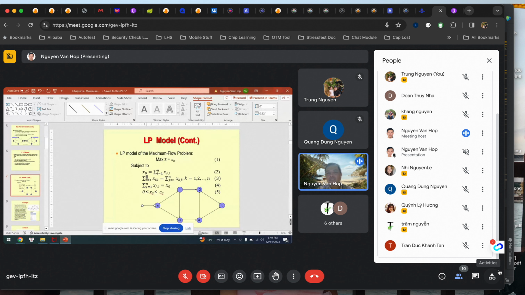And the second constraint is for the middle nodes. That is, for all nodes in the middle, node k from 1 to 2 to n, we will see that the total flow into node k, that is x_ik from node i to node k, will equal the flow out of node k, that is x_kj.